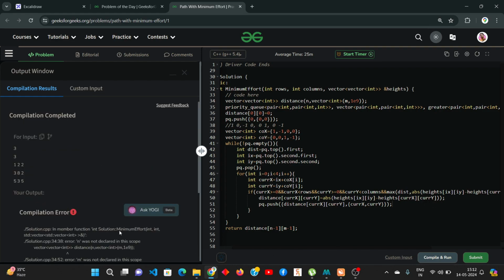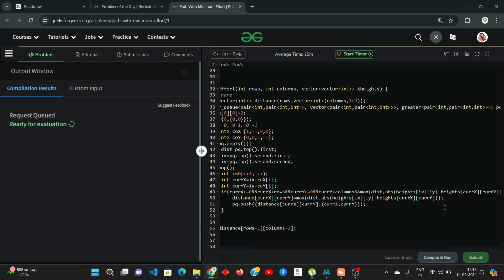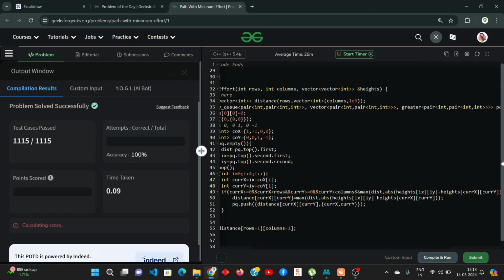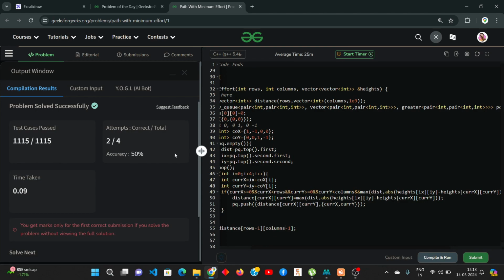Okay, it is giving some error. N was not declared. N, okay, sorry, I have put N here. Okay, so the answer is matching. So let us try to submit the code. Great. So it is working, and we have got the accepted result right now. So this is the approach.